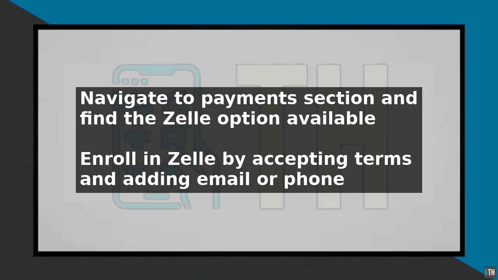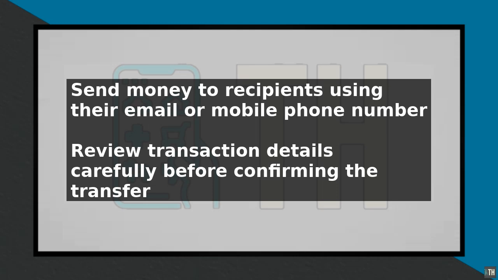After enrolling, you can send money to friends, family, or anyone with a U.S. bank account using their email address or mobile phone number. Simply select the Zelle option, enter the recipient's information, and the amount you want to send. Review the transaction details carefully before confirming, as once the transaction is initiated, it cannot be canceled. The recipient will typically receive the funds within minutes, although it may take up to 1 business day in some cases.